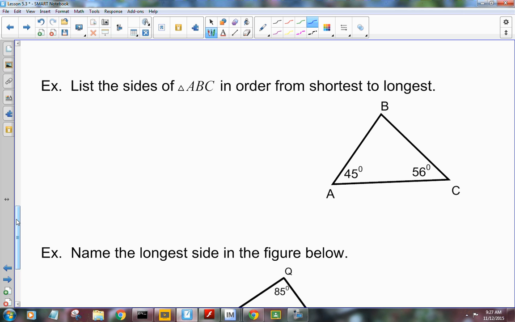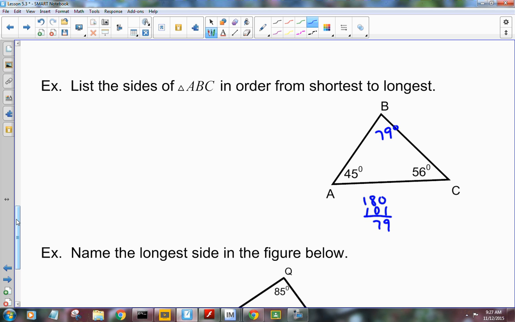Okay. Let's go the opposite direction. We want to list the sides of triangle ABC in order from shortest to longest. Now, do I have enough information right now? What do I need to do? Add these two together and subtract 180. So if I add those together, I get 106. Is that right? No, 101. 101, which is 79, right? So that's 79.